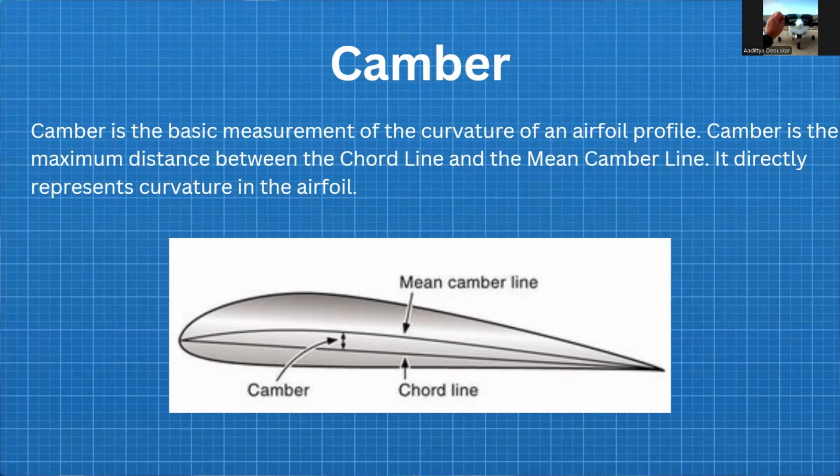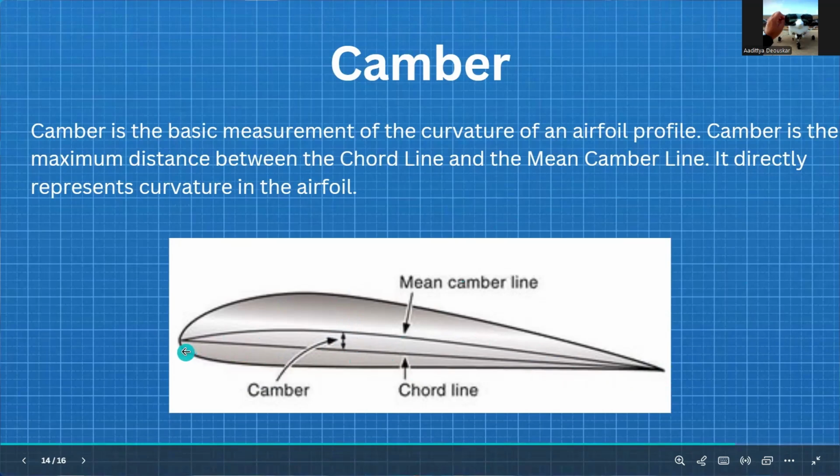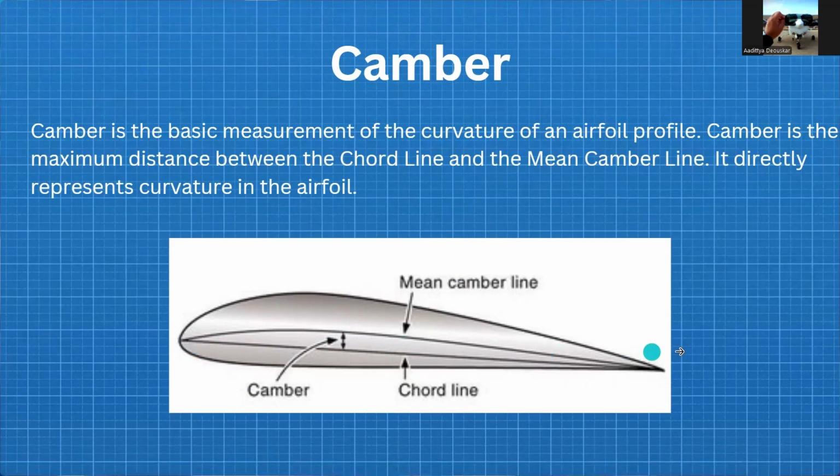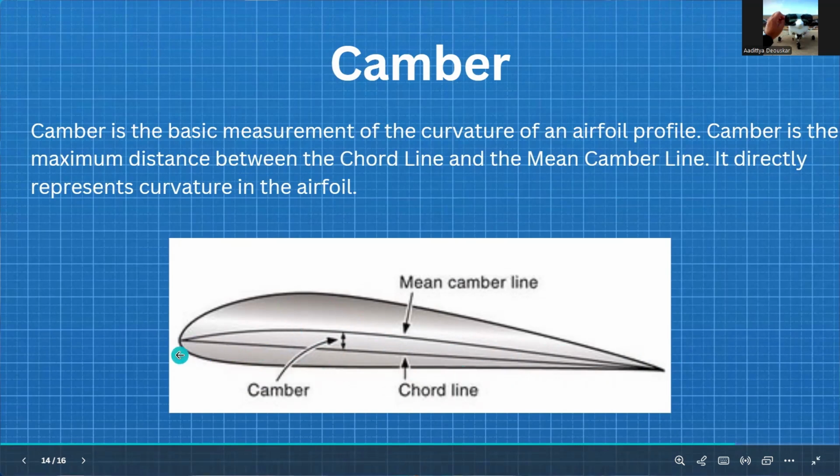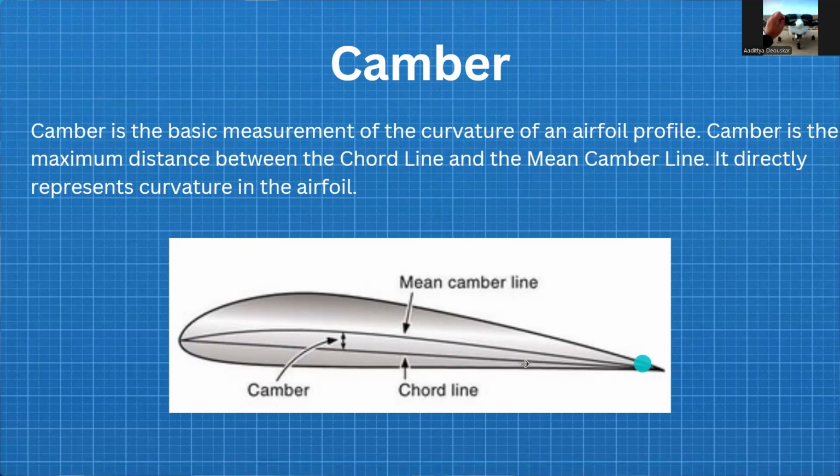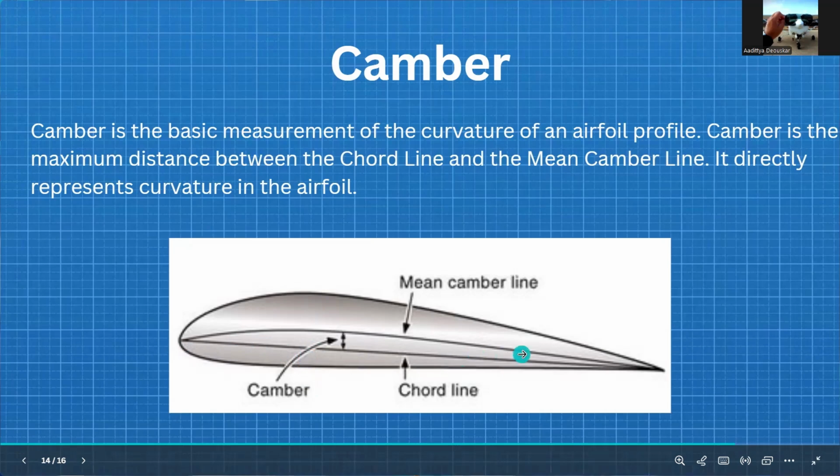Camber is the basic measurement of the curvature of an airfoil profile. Geometrically, you can think of camber as the maximum distance between the chord line and the mean camber line. So this is the chord line. As you can see here, the chord line is straight. In this case, it's not a symmetric airfoil. Note that the chord line need not be at equal distances from the upper and lower surfaces. Like this distance is greater than this distance, but still this is the chord line, right?